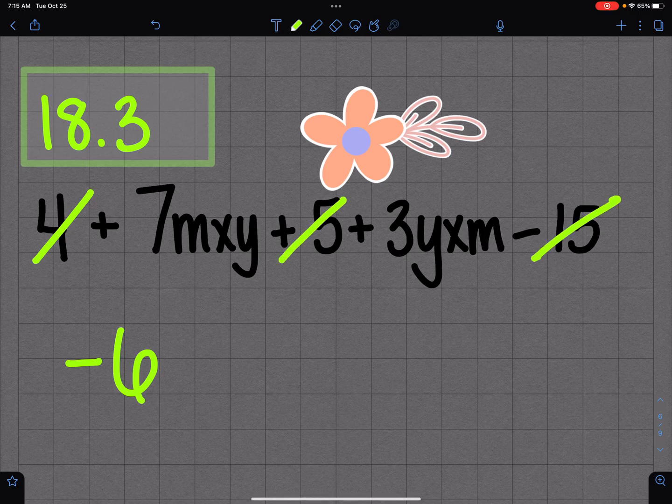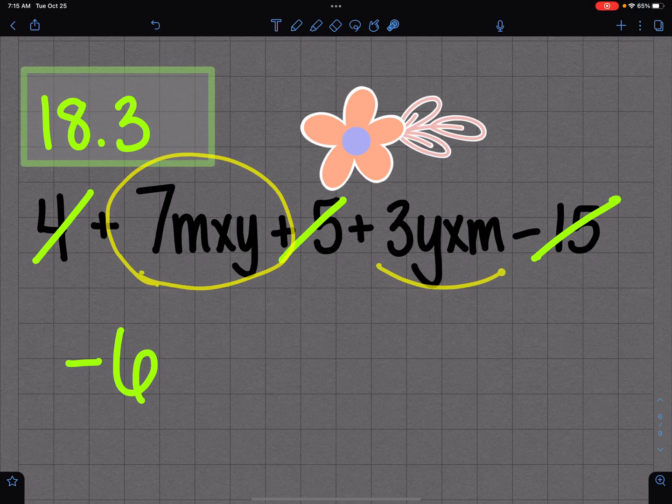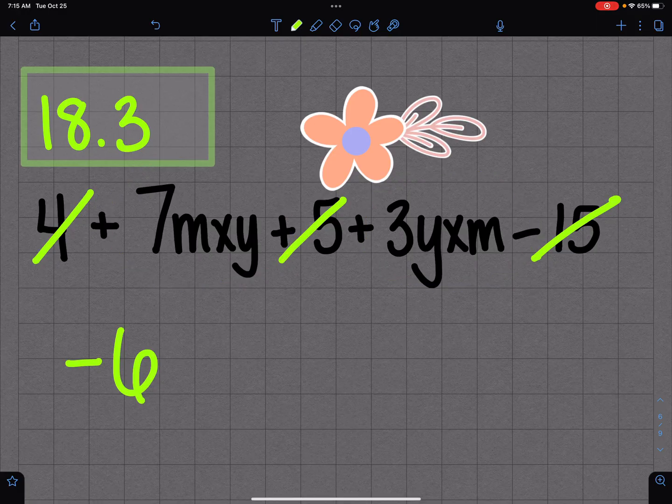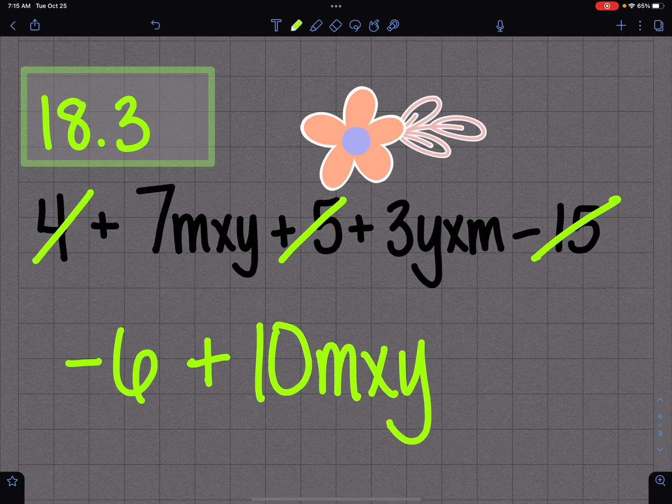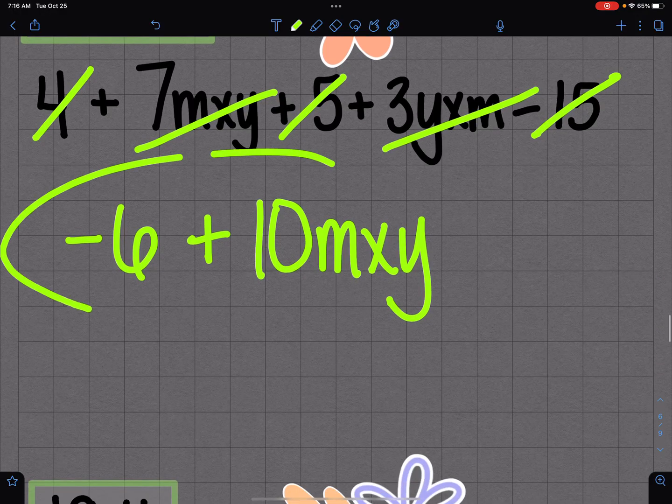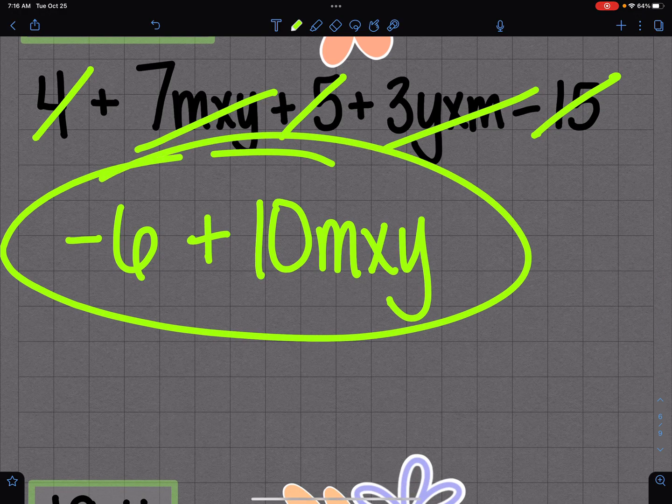All right, what do we have next? We have 7mxy and a 3mxy. I'm saying it in that same order, even though it's not written in the same order. It doesn't matter, as you know. So 7 plus 3 is 10. Plus 10mxy. I like the mxy order. I like the alphabetical. All right, and that's it. That's my answer. Bam, I'm going to circle that, and we are good.